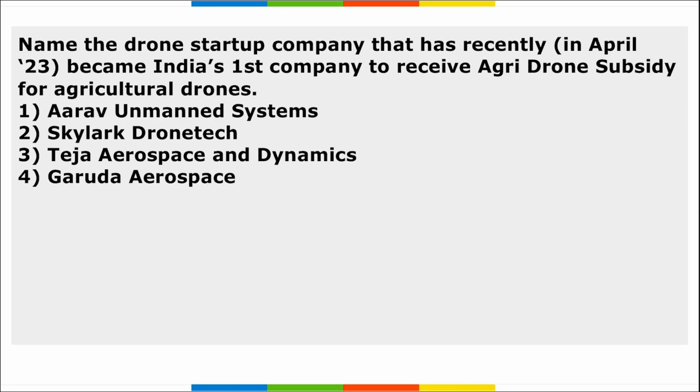Next, name the drone startup company that recently became India's first company to receive the Agri Drone subsidy for agriculture drones. This is Garuda Aerospace. Alright, it is the Chennai, Tamil Nadu based company Garuda Aerospace, and it became India's first company to receive the Agri Drone subsidy for agriculture drones. The subsidy is a part of the government's effort to promote the use of agriculture drones.